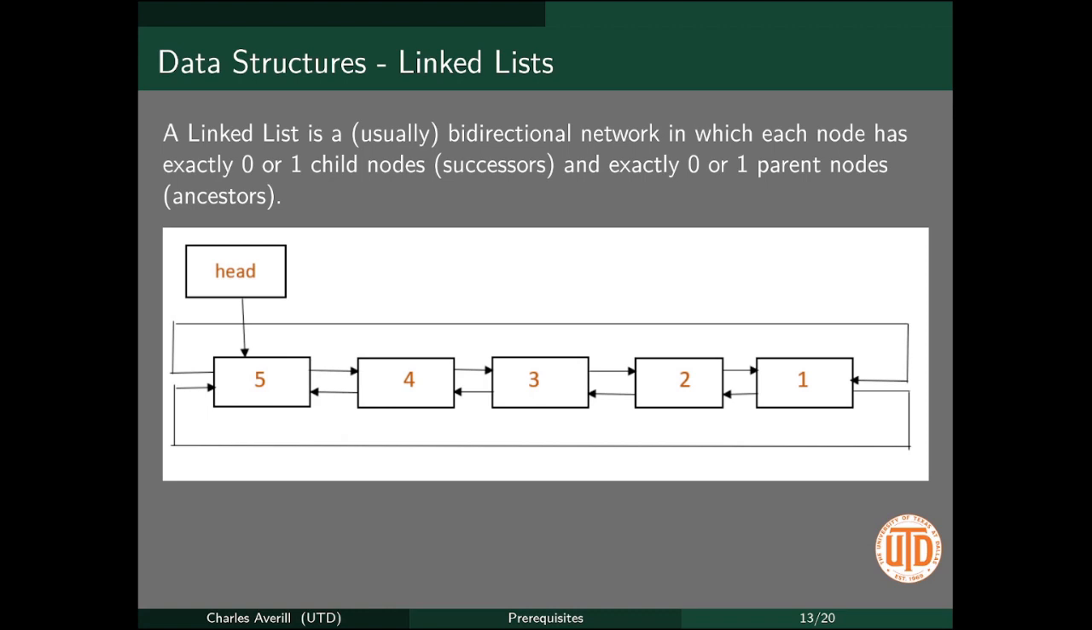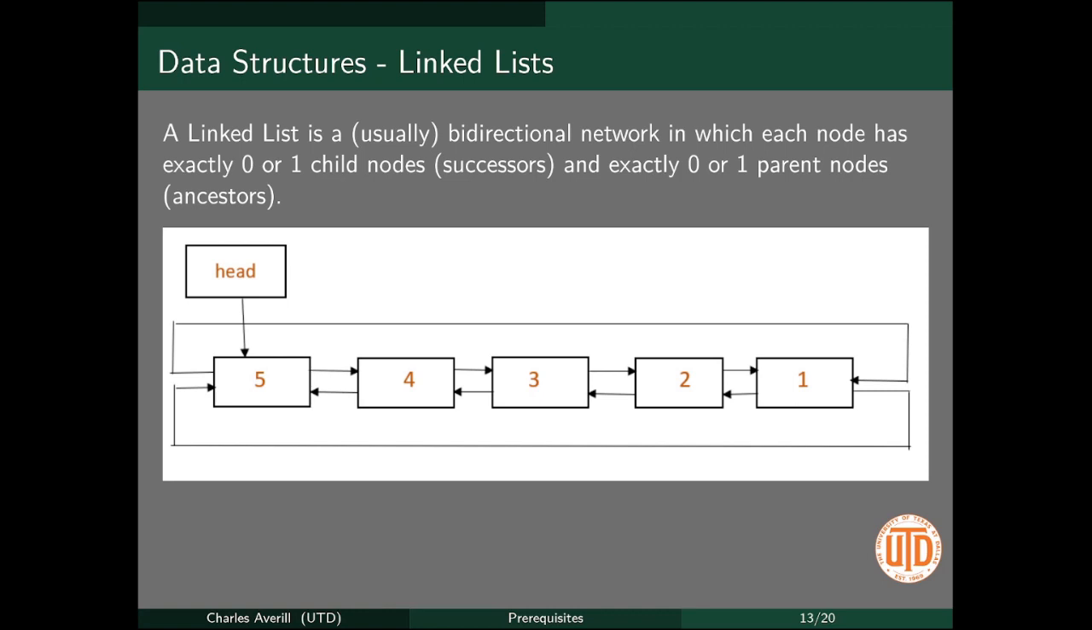So the first one's really easy, linked lists. A linked list is often, usually, a bidirectional network. Sometimes it is in one direction, but that's not a big deal. And it's a network in which each node has exactly 0 or 1 child nodes, which we call successors, and exactly 0 or 1 parent nodes, which we might call ancestors.